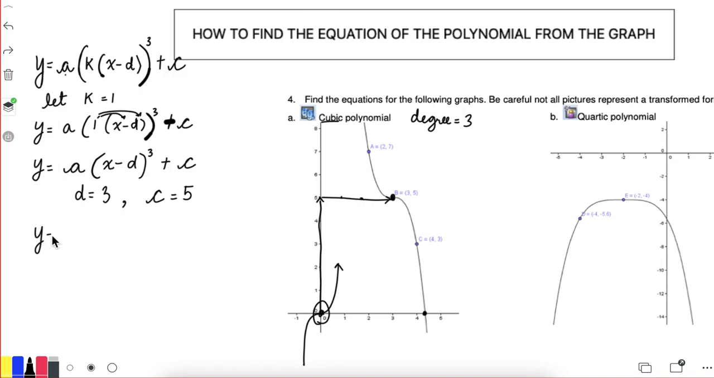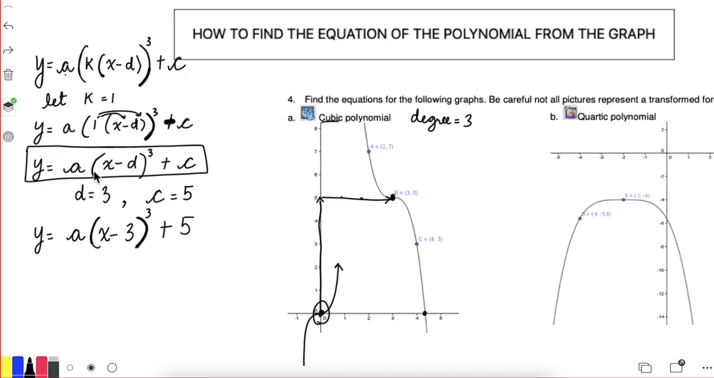So we're going to substitute right into the equation. We don't know a yet. Then x minus d, where d is 3, to the power of 3, plus c, where c is positive 5. Remember, when you're finding the equation, this is the format, and we let k equal 1, so no need to write that. Whenever your equation looks like this, it's important to find the a value, the d value and the c value. Out of a, d and c, we already have d and c, and we need to find a now.